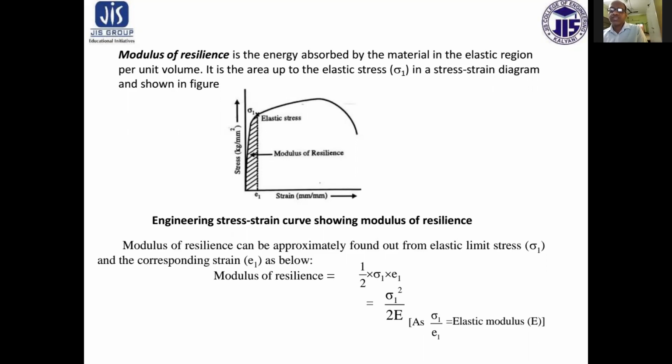Modulus of resilience can be approximately found out from the elastic limit stress and the corresponding strain. So the modulus of resilience is half into sigma 1 into E1, which is equal to sigma 1 square by 2E, as sigma 1 by E1 is the elastic modulus E.